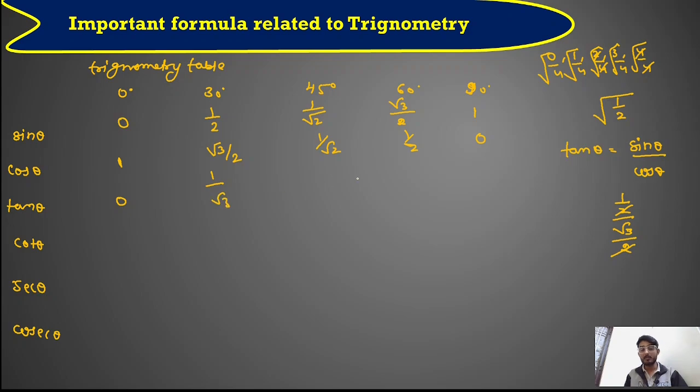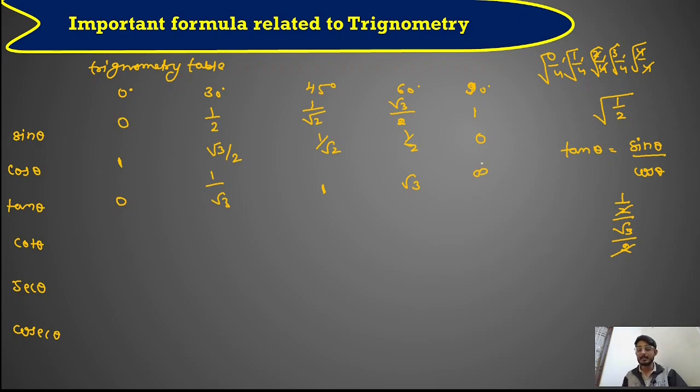To find the value at 45 degree, both numbers are the same, so whenever you divide any number by itself, you get 1. If you divide 1 by root 2 by 1 by root 2, you get 1. Now, when you divide root 3 by 2 by 1 by 2, the denominator 2 cancels out and you get root 3 by 1, which is root 3. And whenever you divide any number by 0, you always get an indefinite term. It means you can write it as infinity.